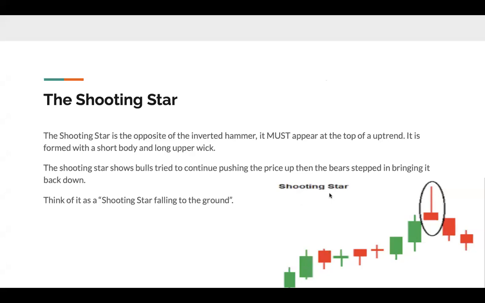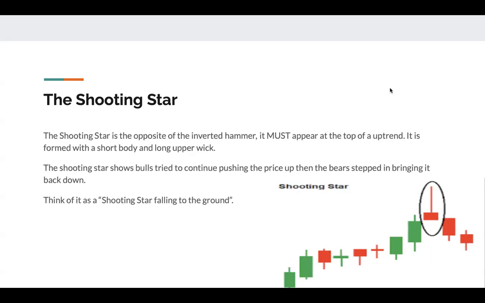So the shooting star. Think of the shooting star falling to the ground. That's one way that helps me remember it. If you see a shooting star, what do shooting stars do? They fall to the ground. I don't know where they fall, but they come down, right? So think of that as a shooting star falling to the ground.